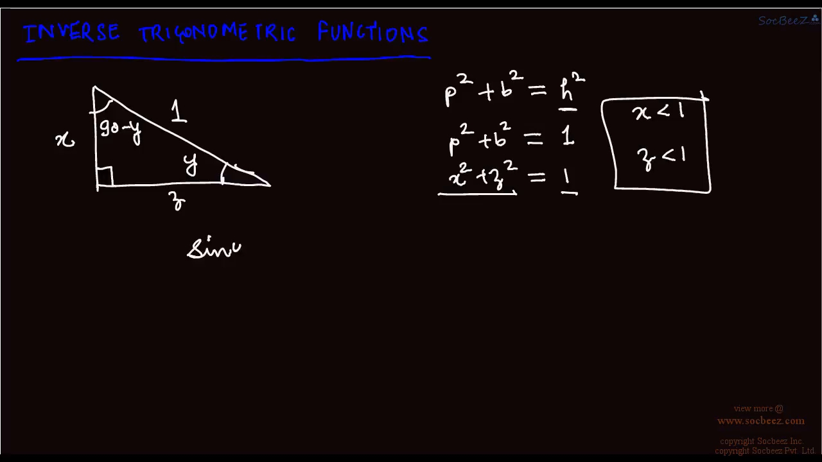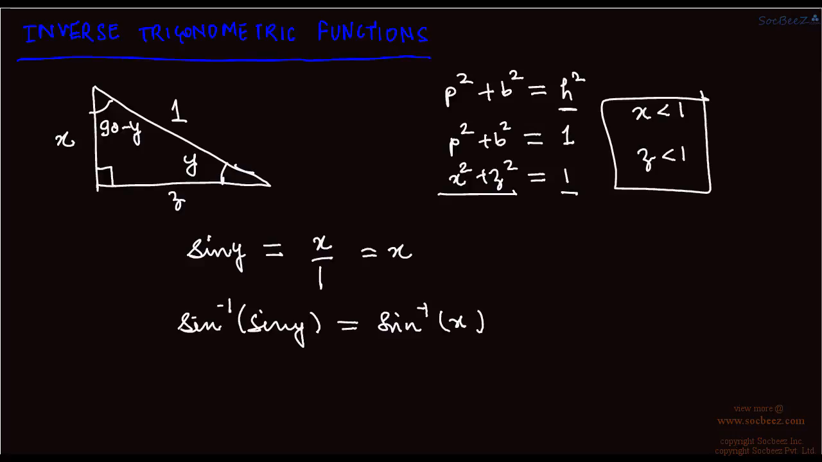Now, sine of y. What is sine of y? What do we learn in trigonometry? Sine of y is perpendicular upon hypotenuse. Perpendicular is x, hypotenuse is 1, so this will be x. Now, what do we do in inverse trigonometry? We take inverse of both sides. So, sine inverse of sine y is equal to sine inverse of x. Now, sine inverse of sine y, the sine and sine inverse will cancel each other. So, that way, you can have y as sine inverse x.